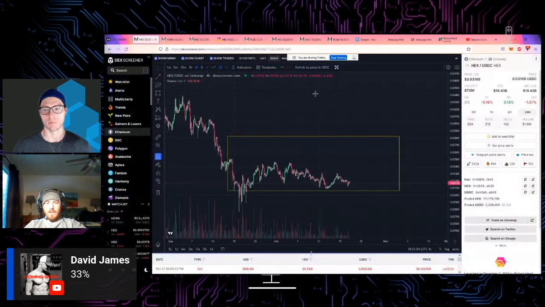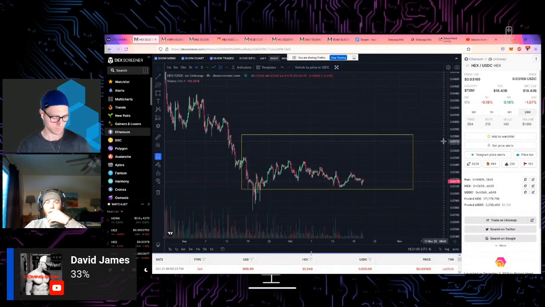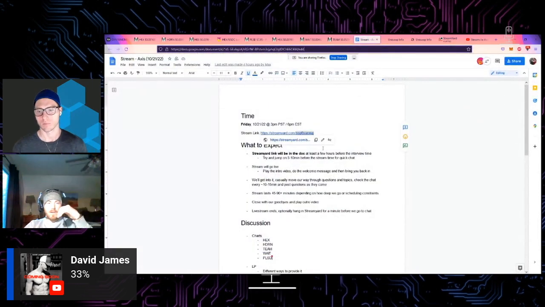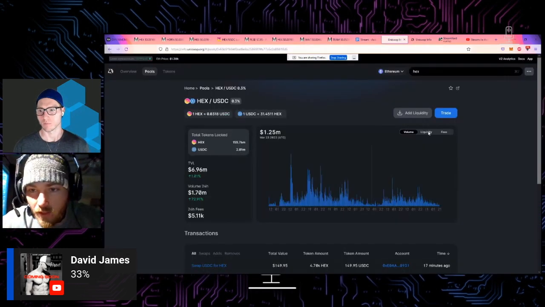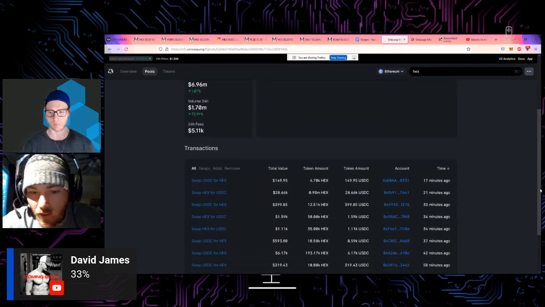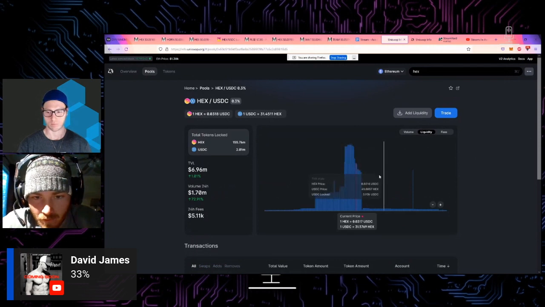HEX overall is stuck in this liquidity band. And so we'll get a little bit into liquidity now. So basically I drew this yellow box to try to represent where the majority of the liquidity is sitting right now. So if I go in here into the liquidity on HEX and the USDC pair, you can see this is basically where my yellow box is, inside of this tight range.